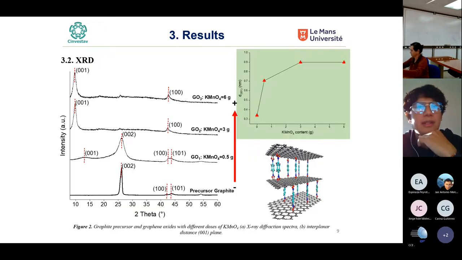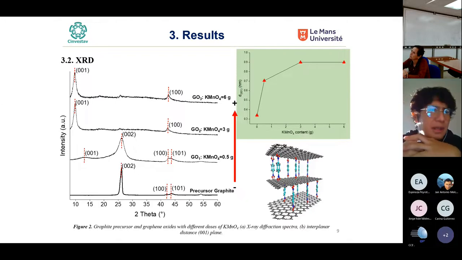In this other slide, I show you XRD diffraction for our materials. We can observe a comparison between the precursor graphite and the three different graphene oxides, from the least oxidation to the highest oxidation. In graphite, a sharp signal is observed at around 26 degrees, corresponding to the 002 plane of the graphite.